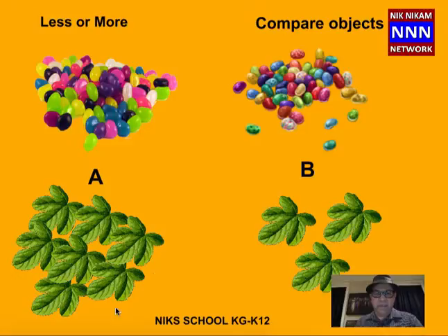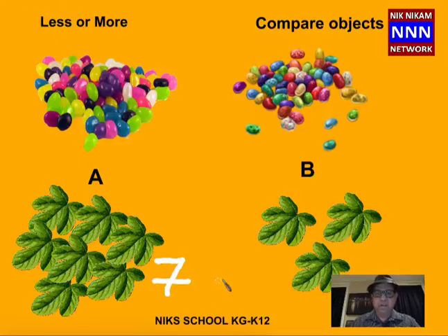Okay, here's another example. We have some leaves here, and which one has less leaves? Now pay attention, which one has less leaves? That means which one has a smaller count of leaves. Okay, let's count it then. 1, 2, 3, 4, 5, 6, 7. So let's put a 7 here.